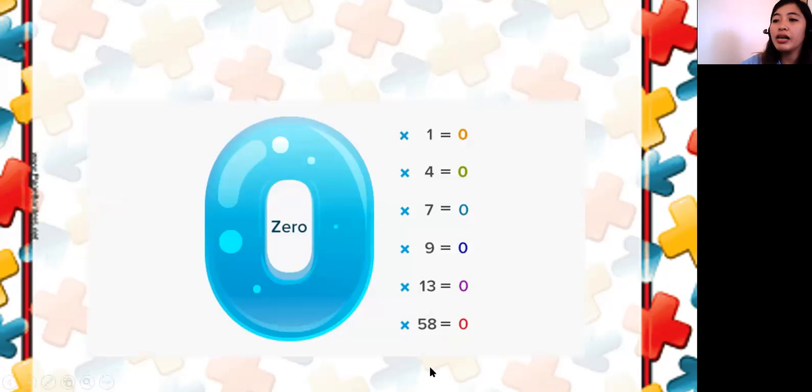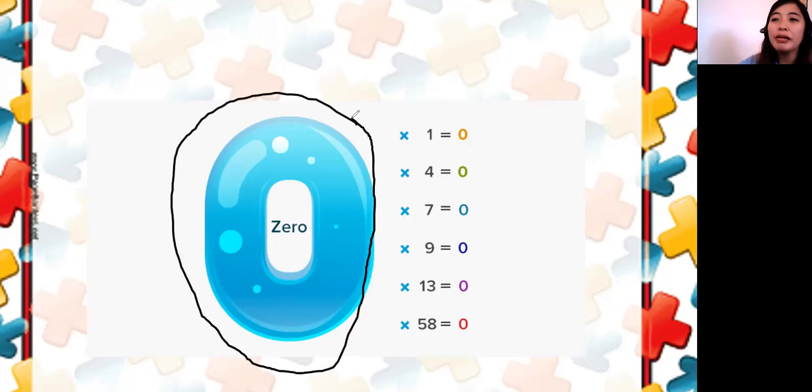This time I have here the magic number 0. Okay, 0 times 1, 0. 0 times 4, 0. 0 times 7, 0. 0 times 9, 0. 0 times 13, 0. And 0 times 58, 0. Okay, so what's the number here? It is 0. And what have you noticed when we multiplied by 0?